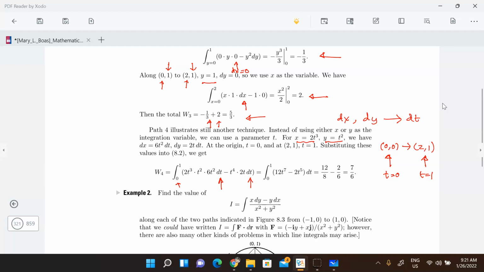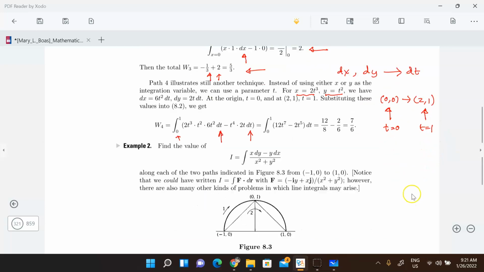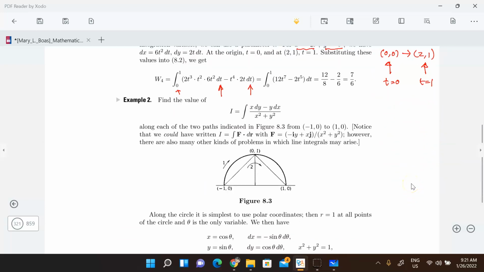So is it possible to have a line integral which is giving you the same answer? Well, that's the next example that we're going to look at. So here's an integral. Again, over here it's not specified what path to take, but you are given this particular integral, which is really going from minus 1, 0 to 1, 0.